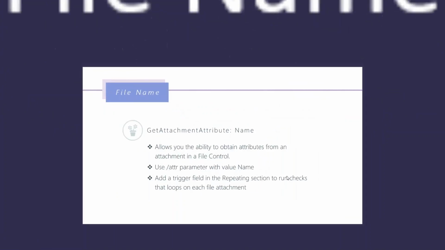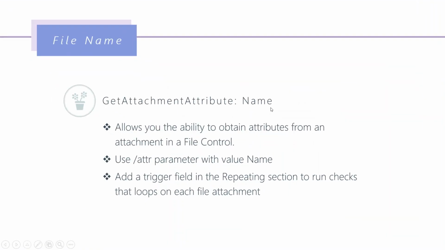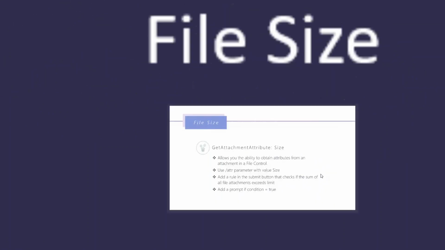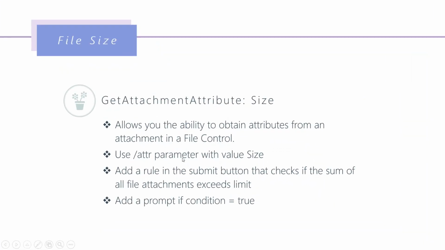Then also for the file name, we use the same command, only this time we added the name value for the attribute parameter. And for file size, it's also the same. Just use the size value for your attribute parameter. And for checking the file attachment size, you can add a rule in the submit button to check if the sum of all file attachments exceeds the limit that you require in your form. And if that condition is true, then you can add a prompt to show to your users.